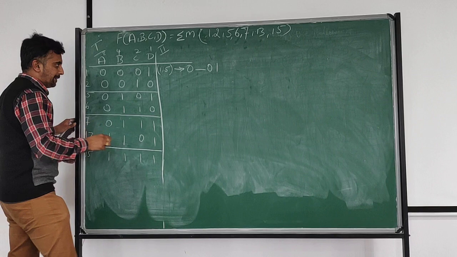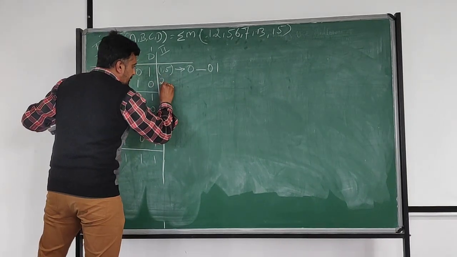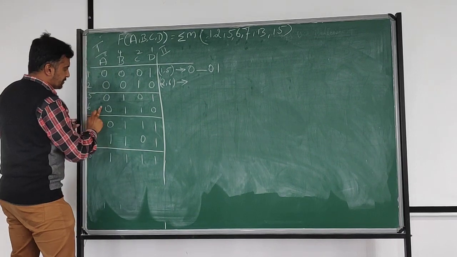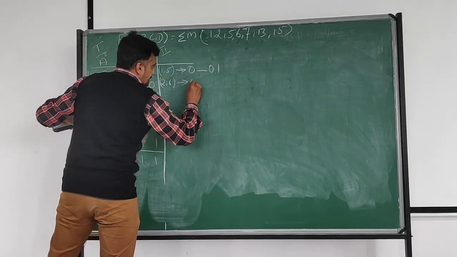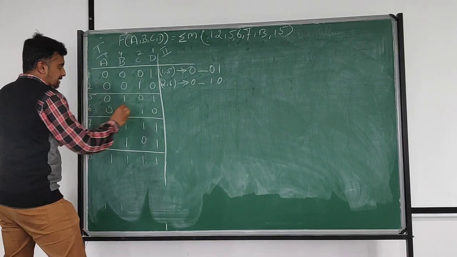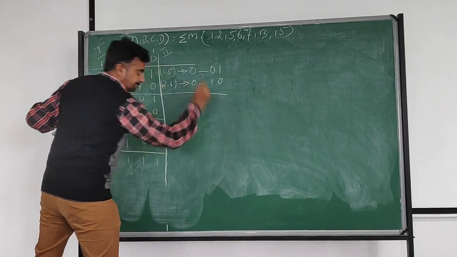So now it is available. Which one? 2 and 6. 2 and 6, so 0 dash 1 0, 0 dash 1 0. After completion of this one, draw again to bifurcate.